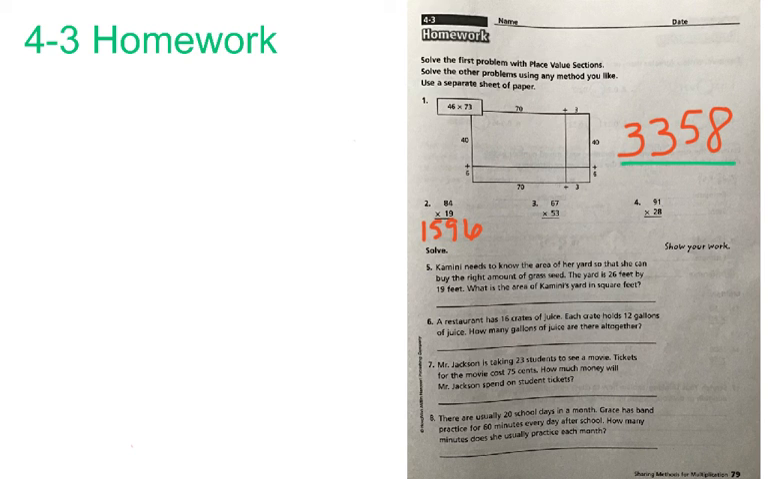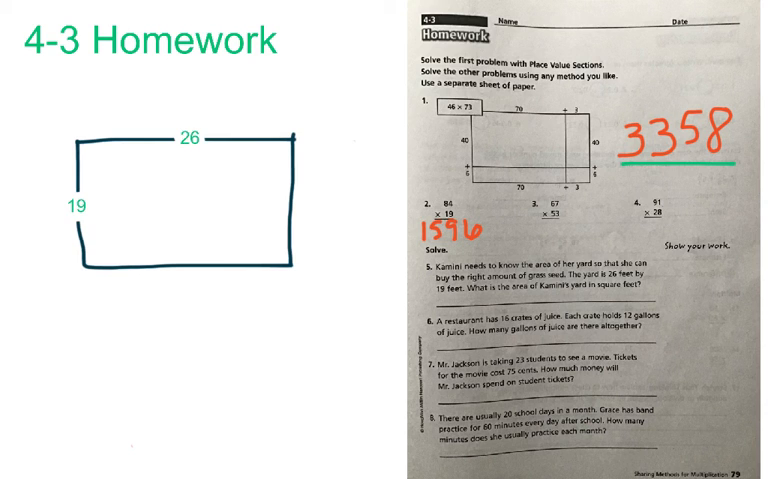Numbers 5, 6, 7, and 8 are story problems, and we'll complete one together. Number 5, Kamini needs to know the area of her yard so that she can buy the right amount of grass seed. The yard is 26 feet by 19 feet. What is the area of Kamini's yard in square feet?